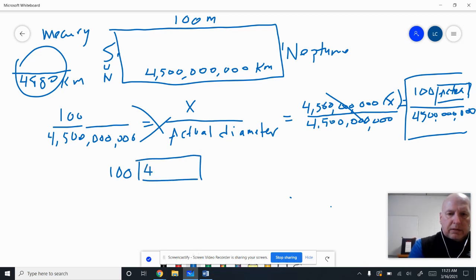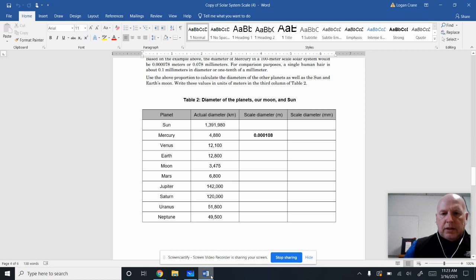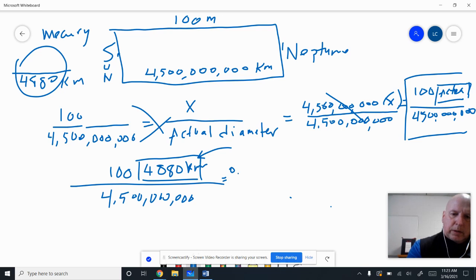We're putting 4,880 divided by 4,500,000,000. So you multiply 100 times the 4,880 kilometers, divide that by 4,500,000,000, and you're going to come up with a number that, if you look back at your chart in the example, is 0.000108. All right. Now that's in meters.